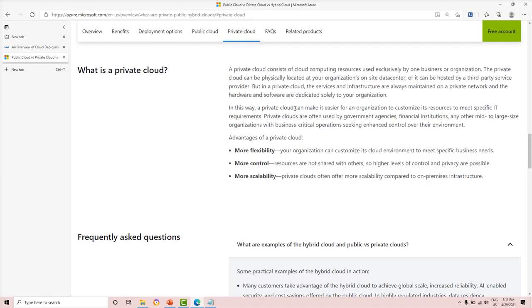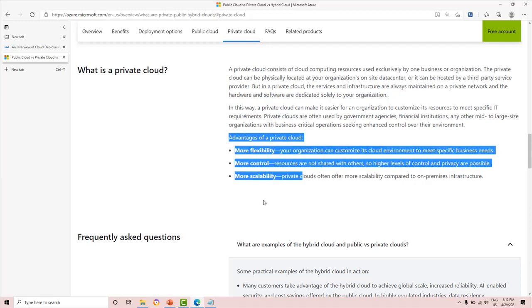So this way, the private cloud can make it easier for an organization to customize its resources to meet specific IT requirements. Private clouds are often used by government agencies, financial institutions, example banks. Okay, so the cloud service is specifically customized to an organization or a business entity or to a government entity. So these are the advantages.